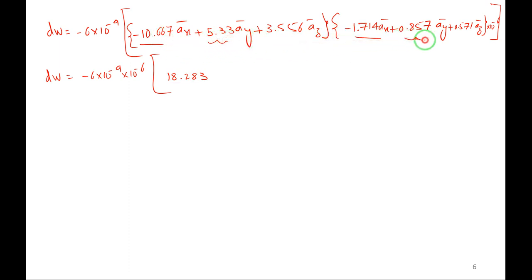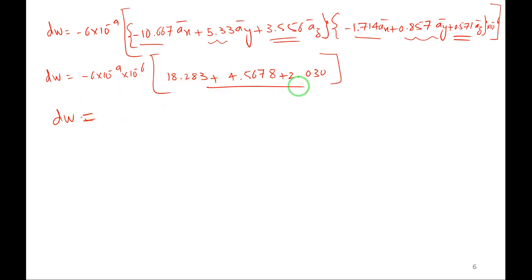Next, y components I will multiply. So 5.33 into 0.857, I am getting 4.5678. Then third one, 3.556 into 0.571, I am getting 2.030. So add all these three: 18.283 plus 4.5678 plus 2.03. After adding I am getting 24.88, multiplied by minus 6 into 6 into 6, so I am getting minus 149.